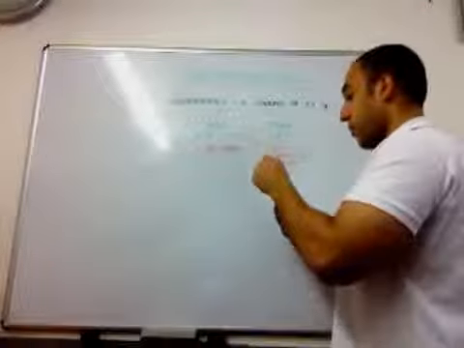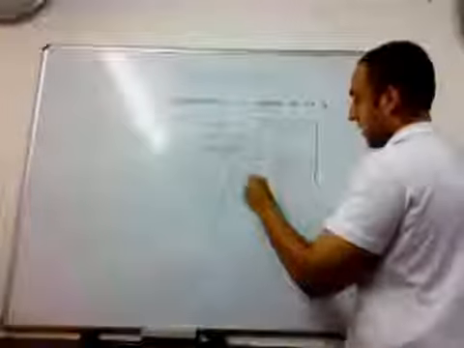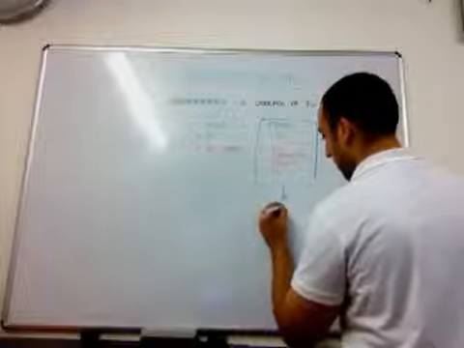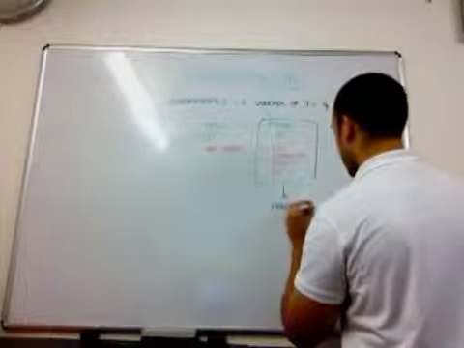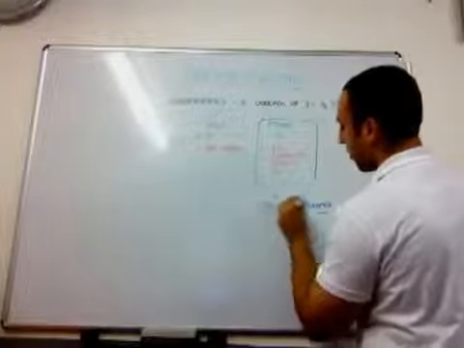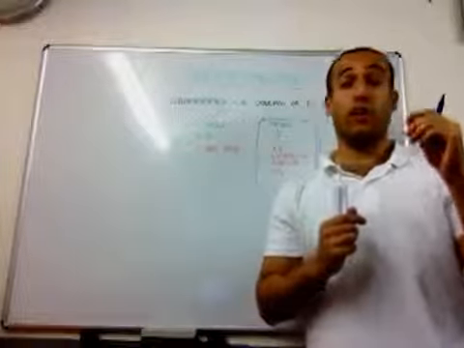A monoclonal gammopathy, we can say, is a paraproteinemia. Okay, so these can be interchanged, paraproteinemia and a monoclonal gammopathy. So an increase in one of the lines of immunoglobulins.